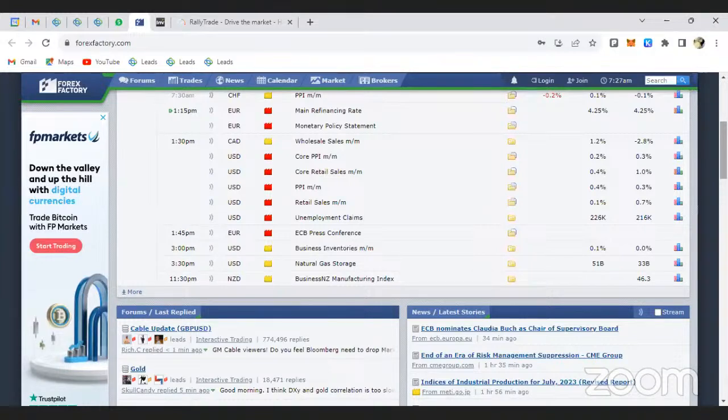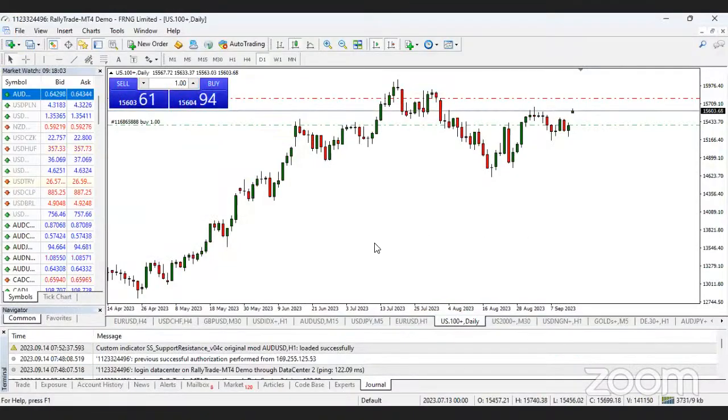So I think today the market is really going to be busy. It's going to be a busy one. So I think we should look out for the better part of today.